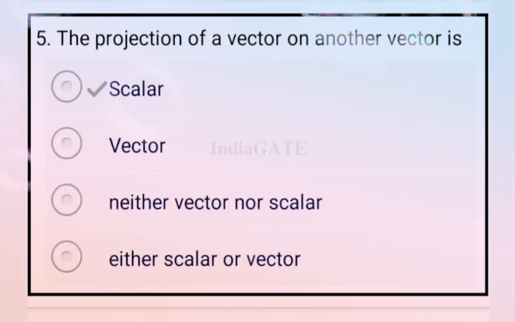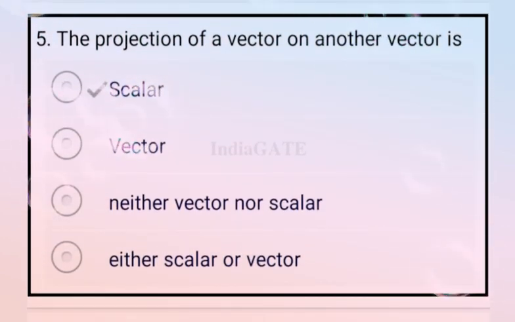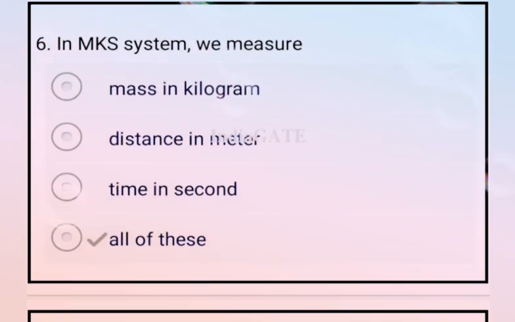Next question. The projection of a vector on another vector is? The correct answer is option A, scalar. Next question. In the MKS system, we measure? The correct answer is all of these, option 4, and the options are mass in kilogram, distance in meter, and time in second.